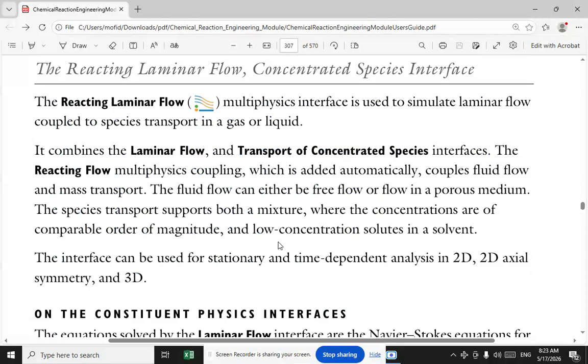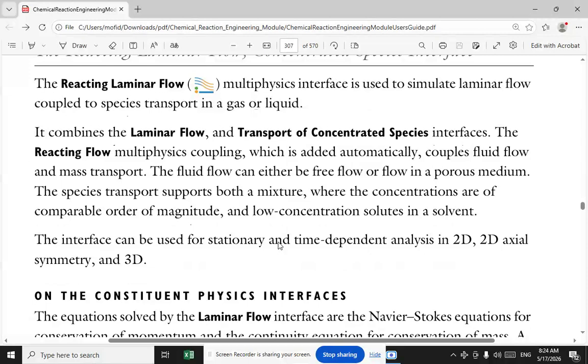Now I want to go through the reacting laminar flow concentrated species interface. The reacting laminar flow multiphysics interface is used to simulate laminar flow coupled to species transfer in a gas or liquid. It combines the laminar flow and transport of concentrated species interfaces. The reacting flow multiphysics coupling, which is added automatically, couples fluid flow and mass transport. The fluid flow can either be free flow or flow in a porous medium. The species transfer supports both a mixture where the concentrations are of comparable order of magnitude and low concentration solutes in a solvent.